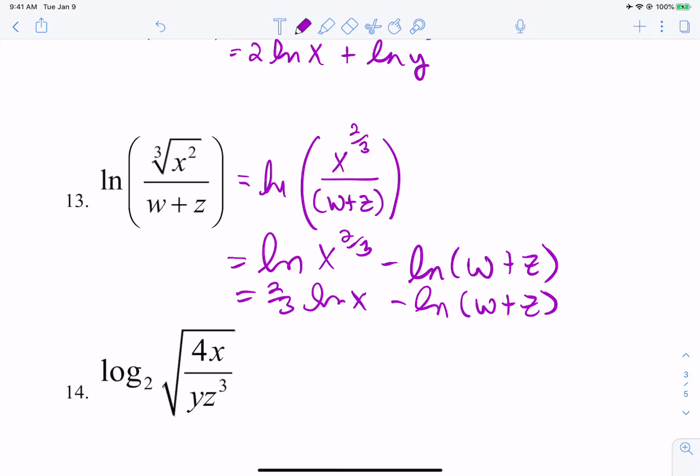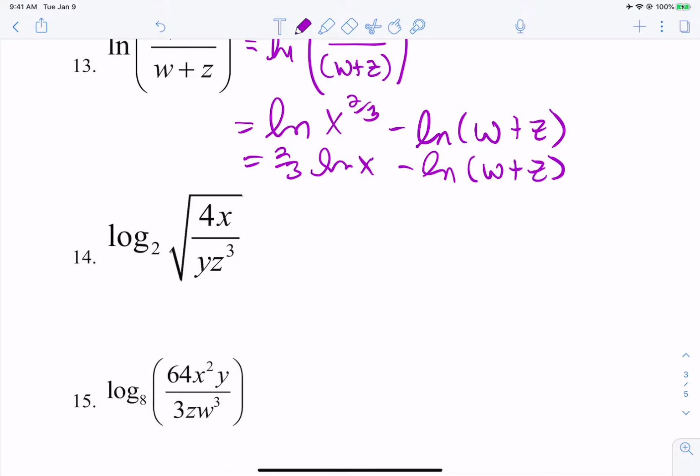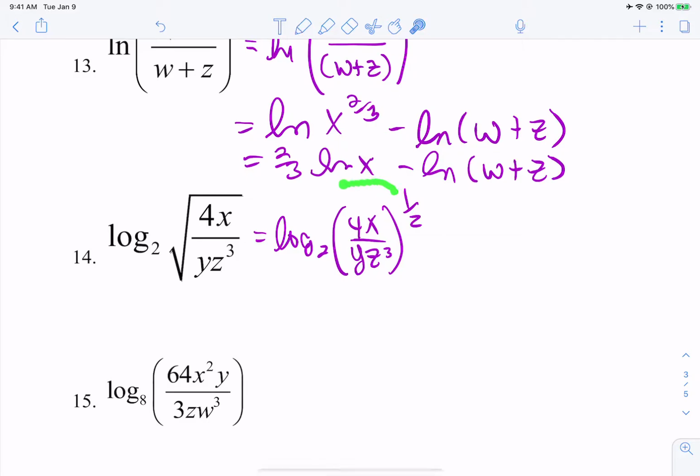Okay. Let's look at 14. So for 14, the first thing I notice is that the whole entire fraction is trapped. When the whole fraction is trapped inside of a radical, let's rewrite that as a 1/2 power. Because what we can do is use the rule immediately to drop that power down in front. So let's take this power and get rid of it by dropping it down in front.